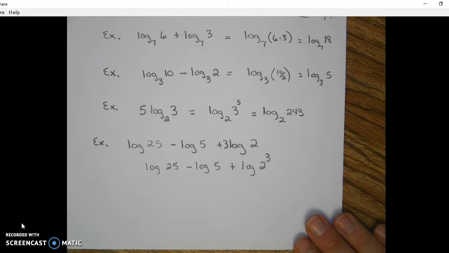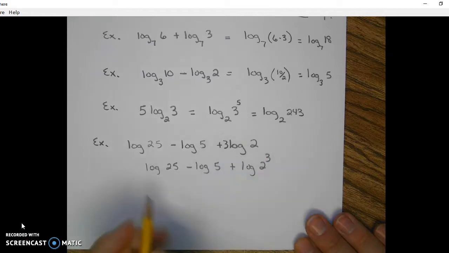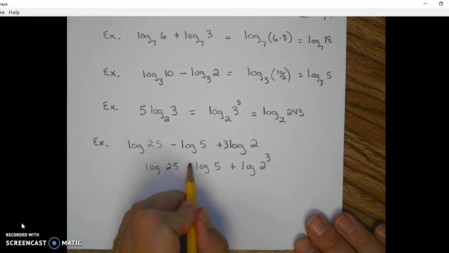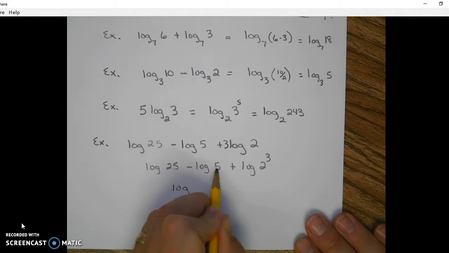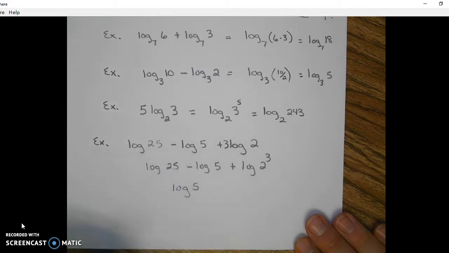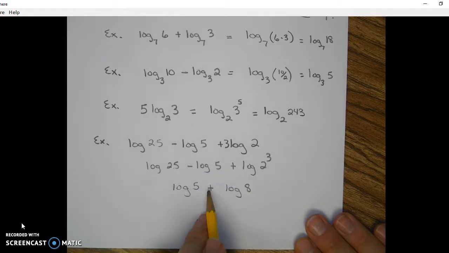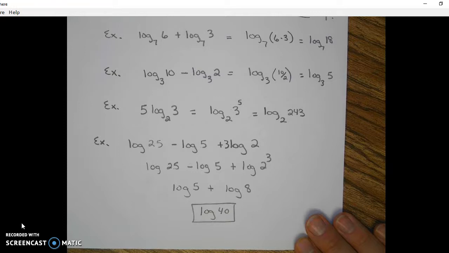Now we can simplify that. That would be 2 times 2 times 2, which would be 8. So we'd have log of 8 right here. Next, with adding and subtracting, we go from left to right. So we're going to go ahead and do the subtraction. We divide the arguments, so we're going to have the log of 25 divided by 5, which is 5, plus the log of 8. And then adding, we multiply the arguments, so we get the log of 40. And that would be your answer.